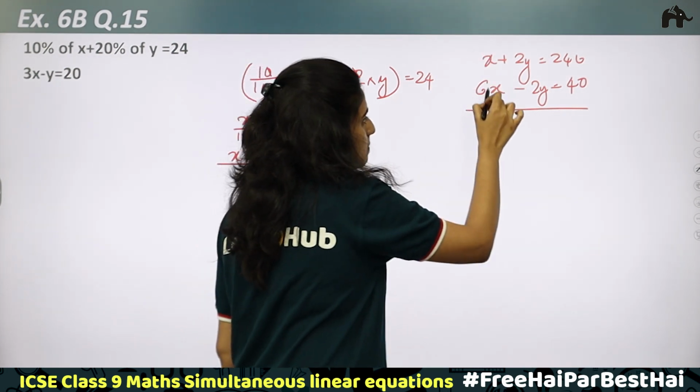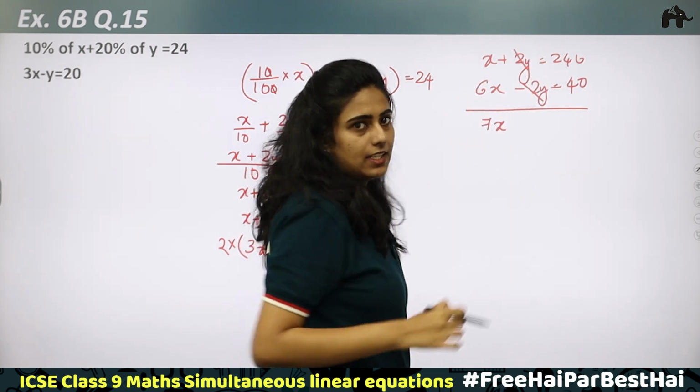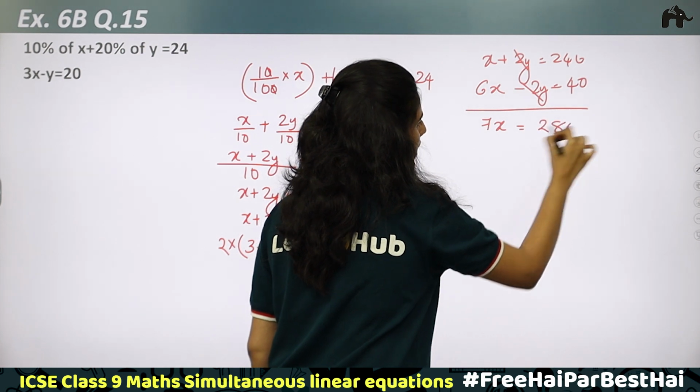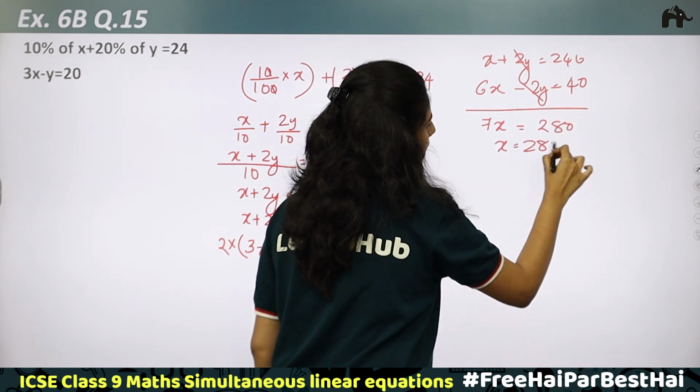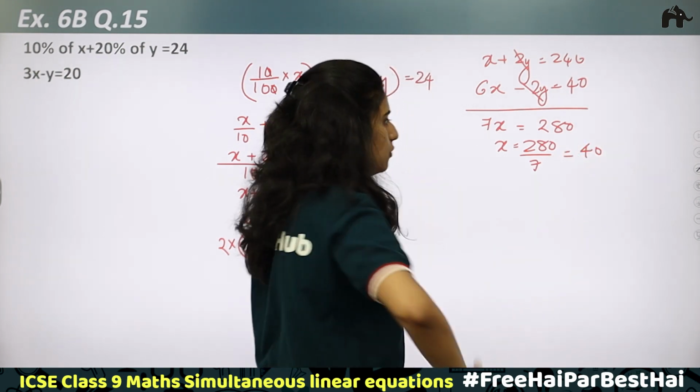On adding, x plus 6x, 7x, 2y minus 2y get cancelled. You will be getting 240 plus 40, 280. x is equal to 280 divided by 7, which is equal to 40. x value is equal to 40.